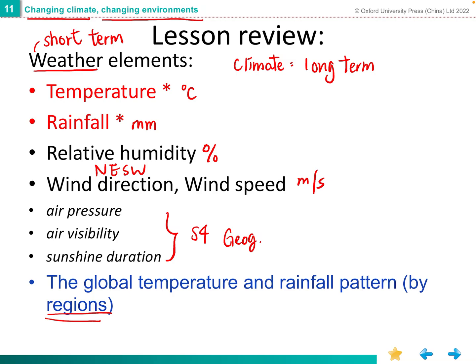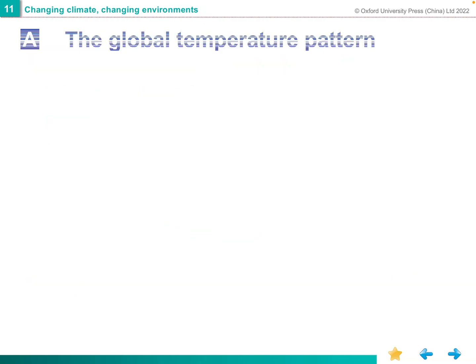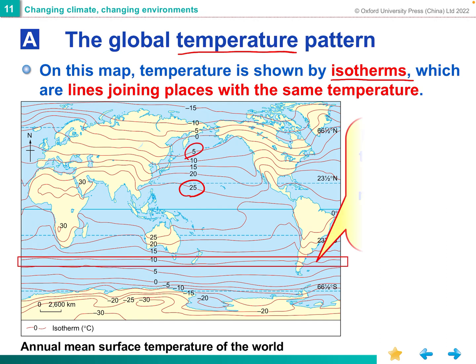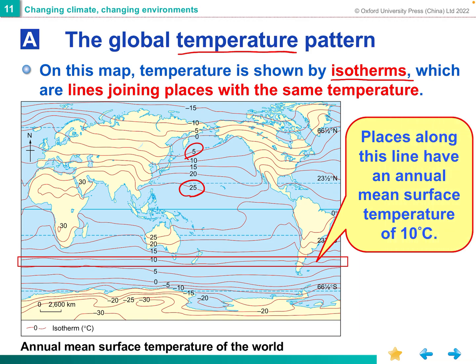So now, let's go to the next part. Please take out your textbook, page 5. One more time, if you have learned already, just treat it as a revision. Last time we learned about the temperature. The temperature is represented by a line we call isotherms. Different lines represent different temperatures of a place on this map. I remember all 3 classes have learned about isotherms.